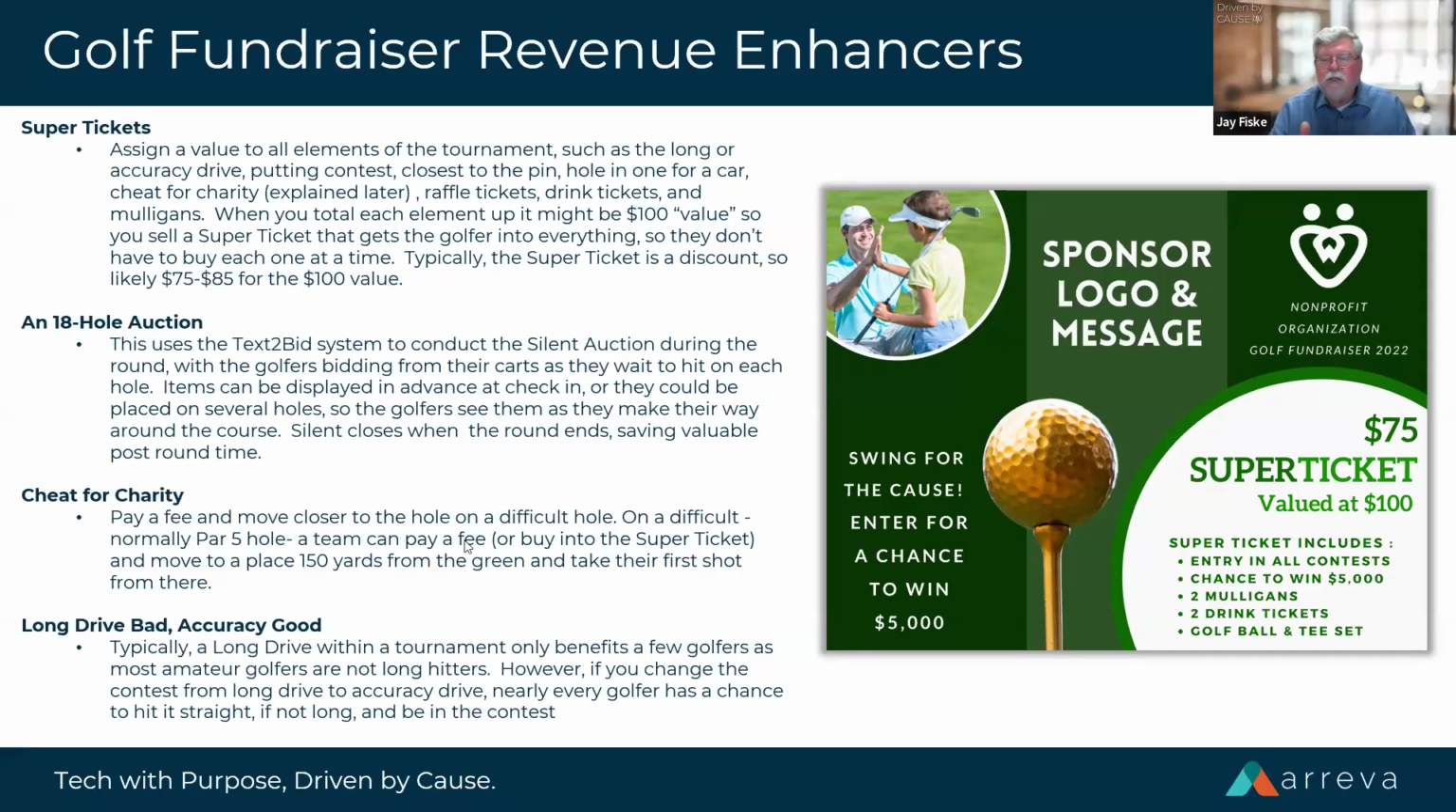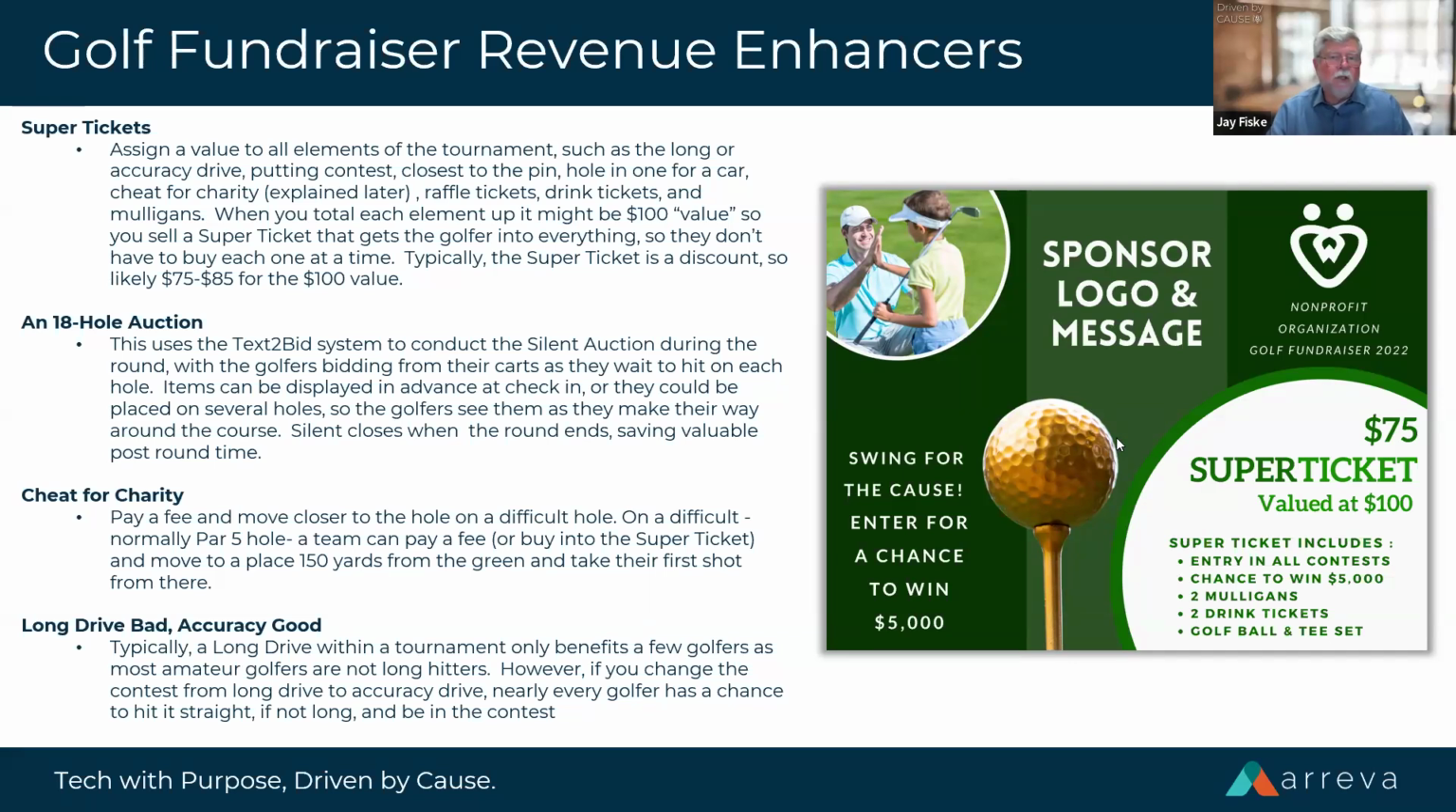18-hole auction. This is using mobile bidding to let the golfers bid during the round rather than taking time after the round to run a silent auction. You know, after the golfers have been out there for 4 or 5 hours on the course, they don't want to hang around for an hour, hour and a half bidding on a silent auction.